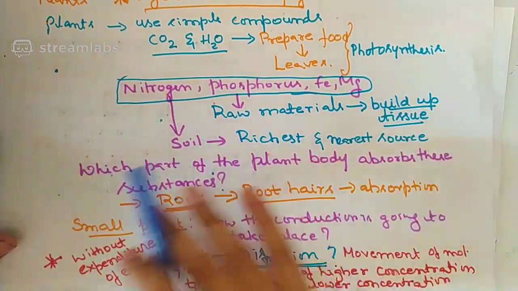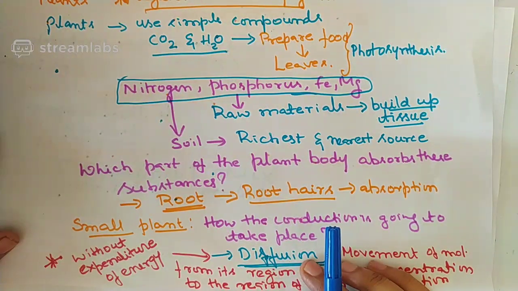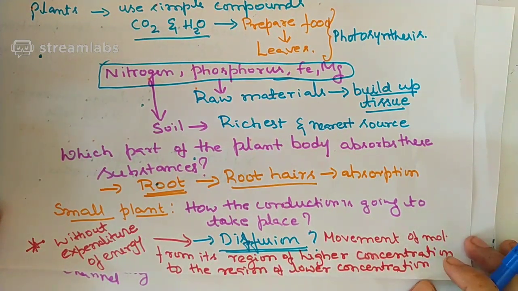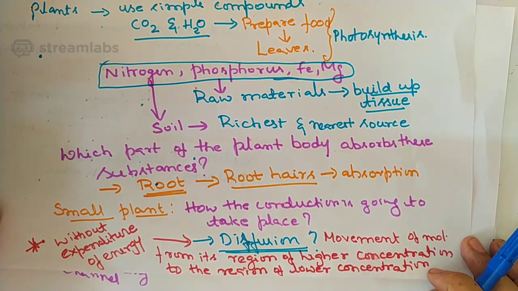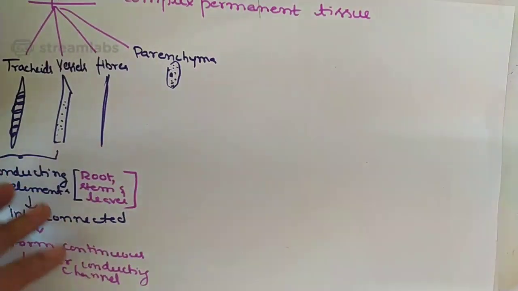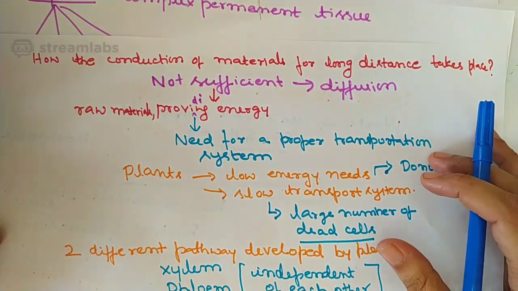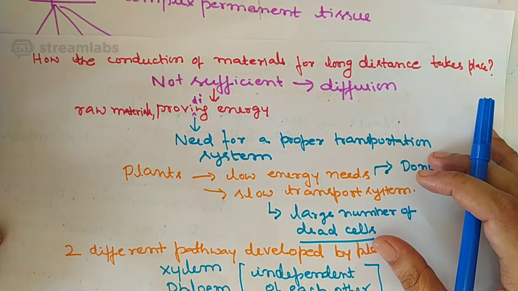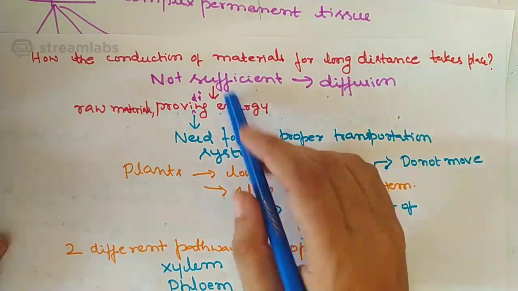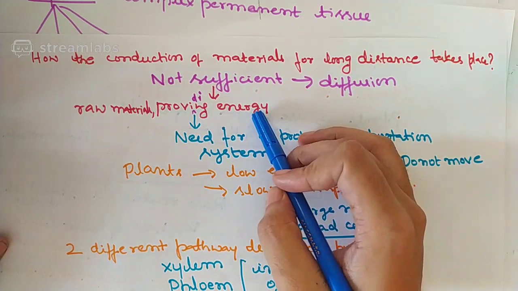And I have told you in a small plant the transportation is very easy because it can take place through diffusion, where diffusion is the movement of molecules from a region of higher concentration to a region of lower concentration without the expenditure of energy. But how is the conduction of materials going to take place over long distances in longer plants with a greater height? So diffusion is not sufficient for the conduction of the raw materials as well as for providing energy.